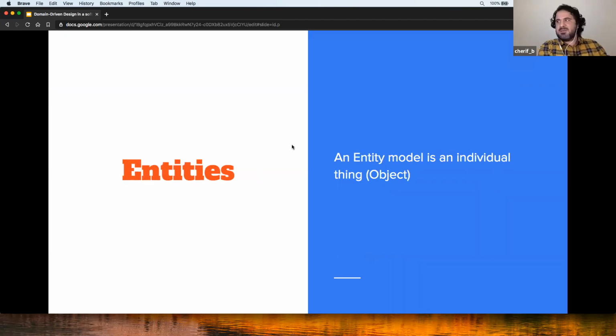An entity models an individual thing. So the entity is something unique. It has an identity, and this identity helps us distinguish it from other entities in our domain. It's just an object, or maybe, if you are not an OOP programmer, it could be a data structure in functional languages, and it has a life cycle and changes over time. But in practice, it could be mutable or immutable. It doesn't matter.